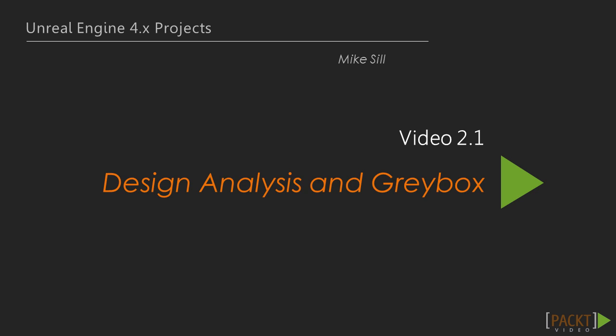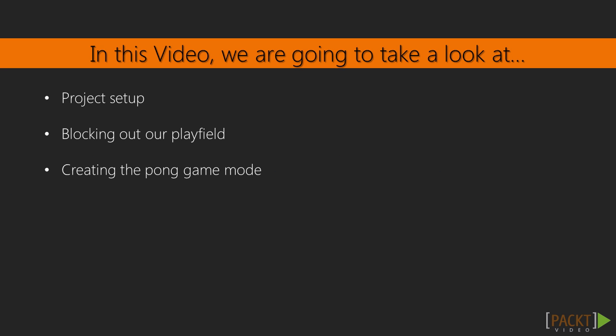This is Video 2.1, Design Analysis and Greybox. In this video, we're going to take a look at our project setup and management. We'll set up our folders, we'll set up some materials so we can designate what we're looking at. We'll block out our playfield, set up the geometry and some boundary BPs, and finally, we'll take a look at creating the Pong game mode.